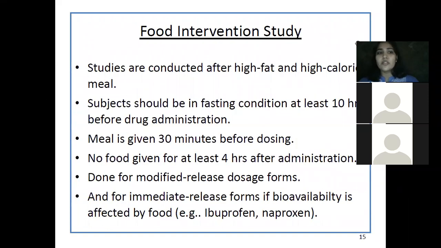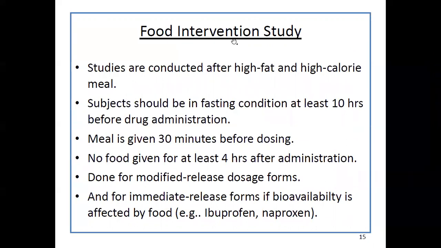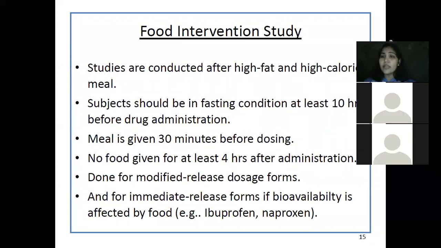Then food intervention studies. These studies are conducted after high fat and high calorie meal. Subject should be in fasting condition at least 10 hours before drug administration. Meal is given 30 minutes before the dosing. So 30 minutes before dosing, we'll be giving them high fat, high calorie meal. No food given for at least 4 hours after the administration of the drug. Done for modified release dosage forms and for immediate release form if the bioavailability is affected by the food or not, generally for ibuprofen and naproxen. So these are the examples of the drug for which we do it.